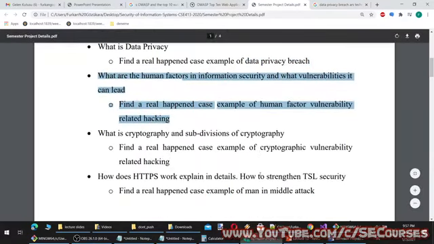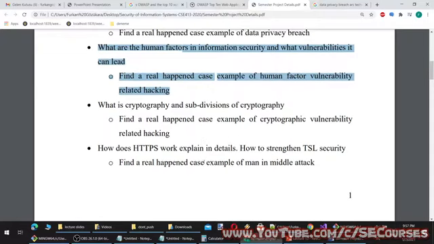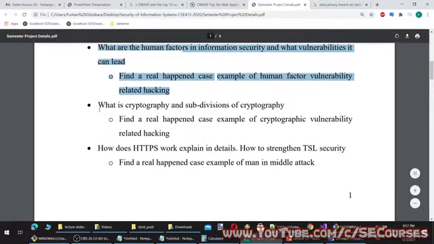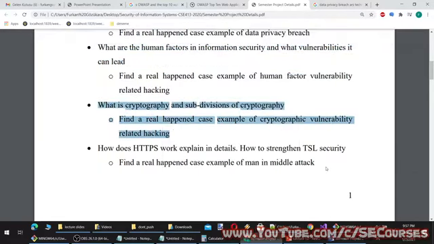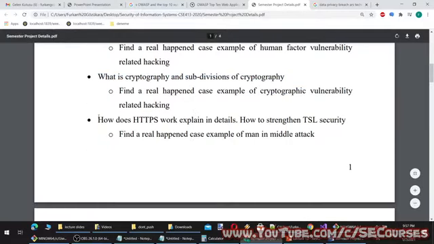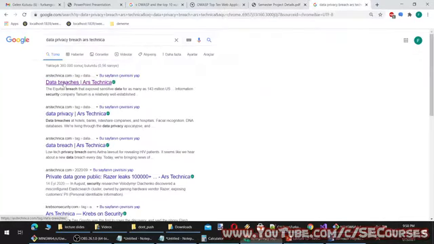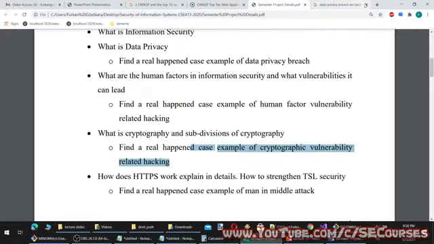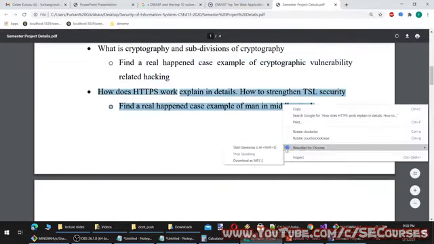What are the human factors in information security and what vulnerabilities it can lead to? Find a real happened case example of human factor vulnerability related hacking. Okay. What is cryptography and subdivisions of cryptography? Find a real happened case example of cryptographic vulnerability related hacking. So you can find news articles about all of these on, I think, Ars Technica, or you can look for other resources as well. Ars Technica is something that I read regularly.